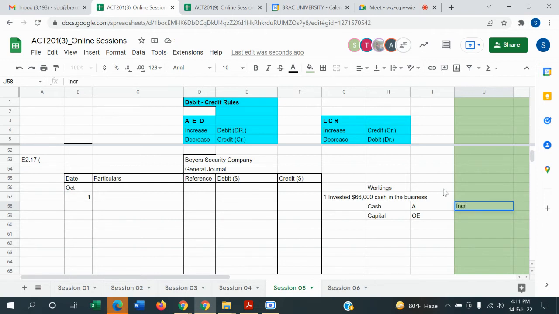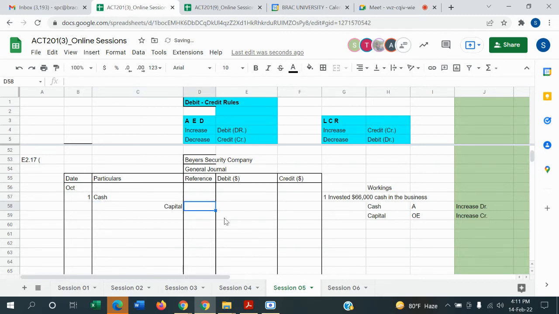Cash increases; we should think from an organization's viewpoint. If cash increases, it should be a debit. And if owner's equity increases, in that case, does owner's equity increase or decrease? Increase as well, so it should be a credit. So the journal will be: cash debit, capital credit.